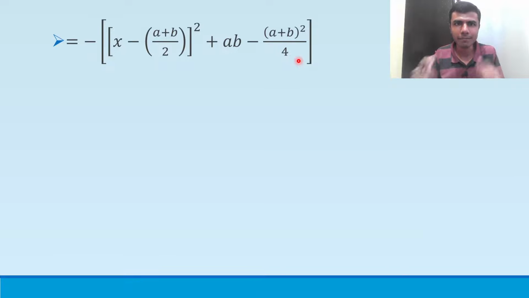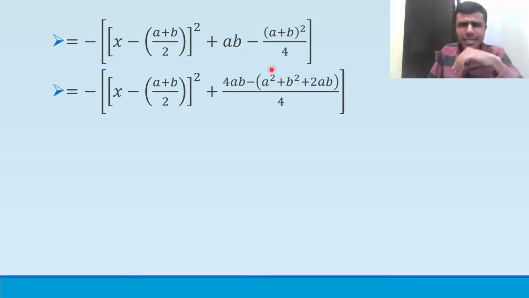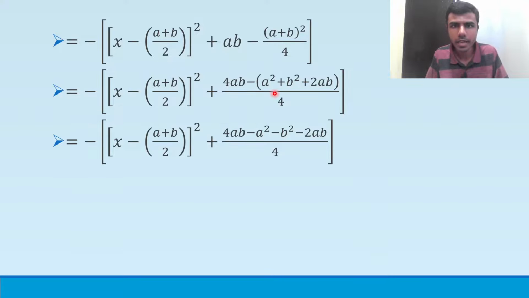Okay, let's keep going. Now in these two remaining terms, let's take LCM. So 4ab minus (a plus b) whole square, just expand this, a square plus b square plus 2ab, pretty simple. Now multiply the minus to all the terms. The outside minus is still there. Be careful about that. So if I multiply this minus, it becomes minus a square minus b square minus 2ab.